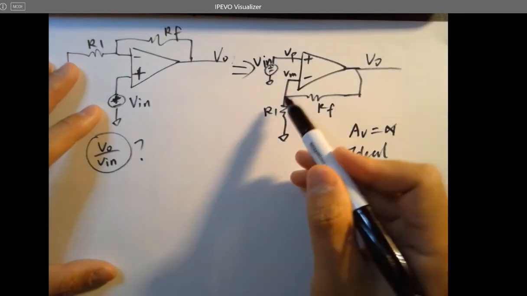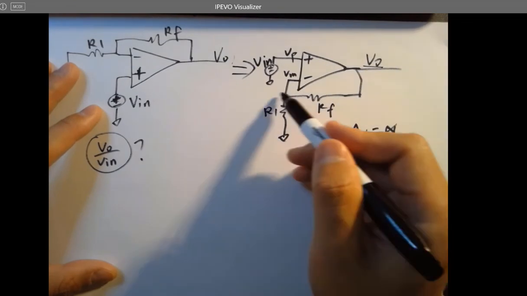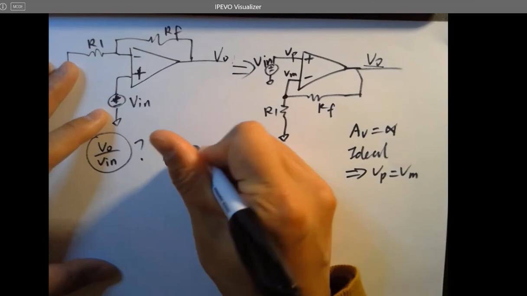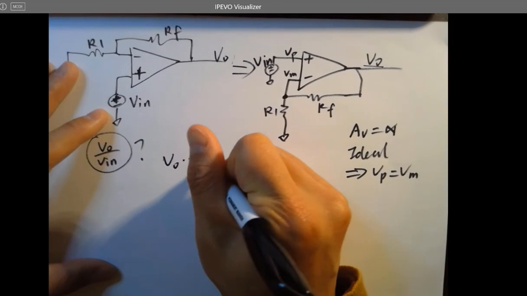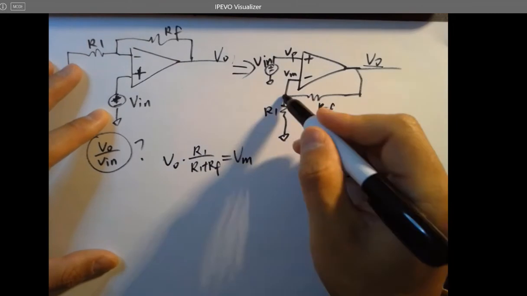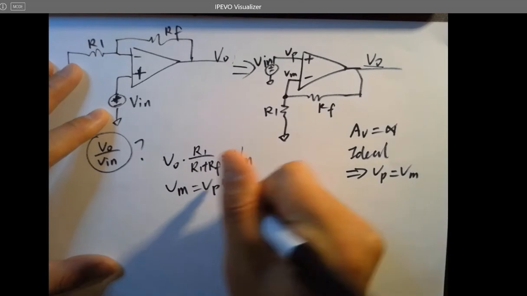So in that case, VP equals VM. So what is VM over here? We know this is VO, this is ground. So this is literally a voltage divider. So VO times R1 over R1 plus RF equals VM, right? Voltage divider over here. And VM equals VP equals V in.